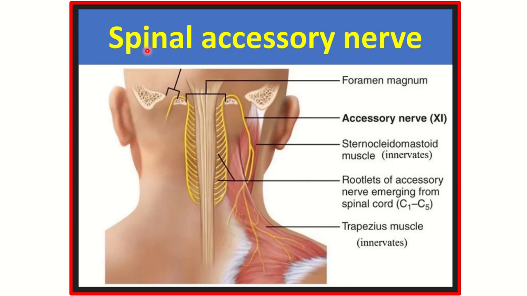Next we can go to another picture. Here we can see the spinal accessory nerve, or accessory nerve. It arises both from the spinal part and from the brain, and after arising it leaves the cranial cavity through the jugular foramen. After leaving we can see the sternocleidomastoid muscle and the trapezius muscle. This accessory nerve supplies both the sternocleidomastoid and trapezius muscles. It is very important that the accessory nerve, the 11th cranial nerve, supplies these two big muscles in the neck area.